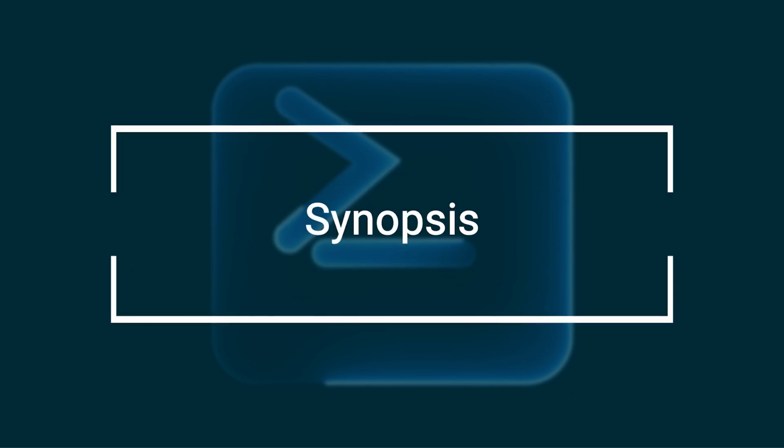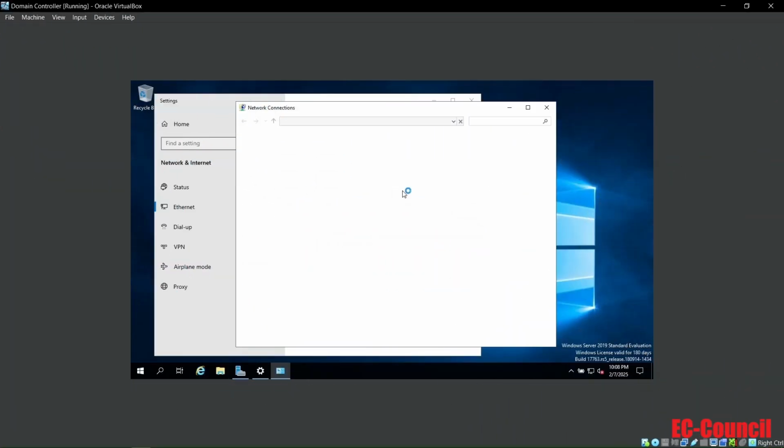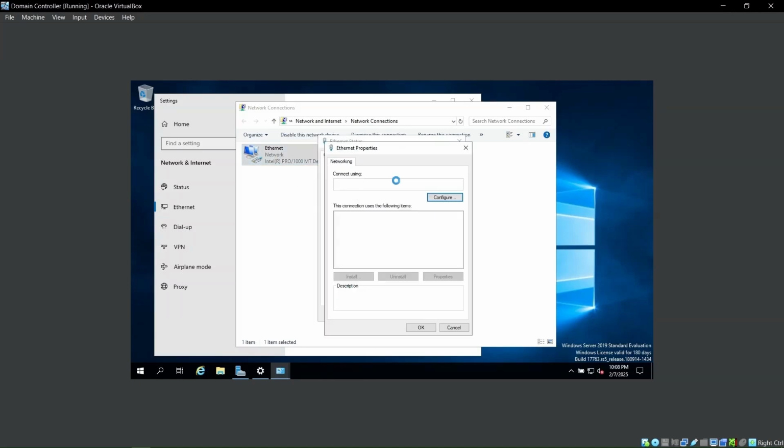This is our course overview. The course has 7 major parts and 10 sections. In the first part, we will look into the introduction to PowerShell, fundamentals, PowerShell scripting techniques, some important aspects of PowerShell, and tools. In the second part, we will look into PowerShell forensics, start to do some live response, some system information analysis, and we continue into extracting network and user information with PowerShell.